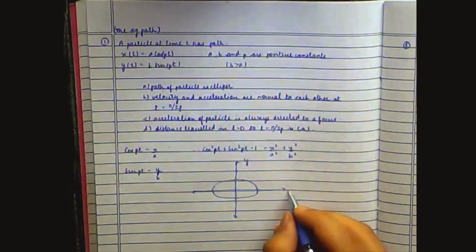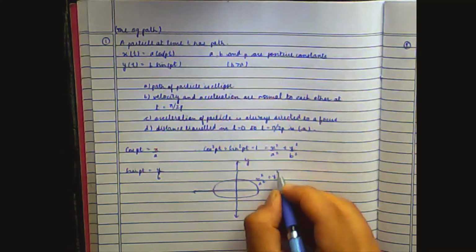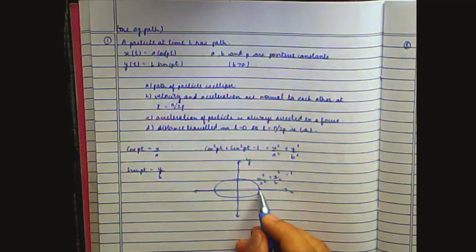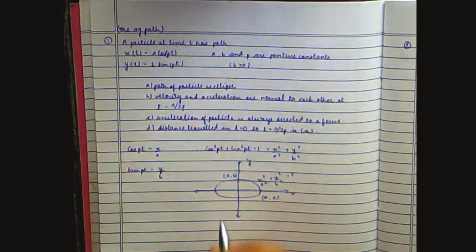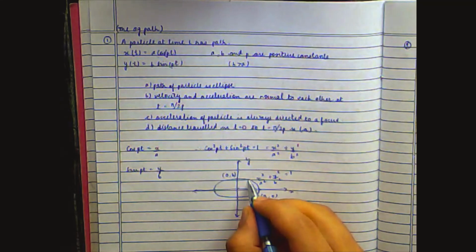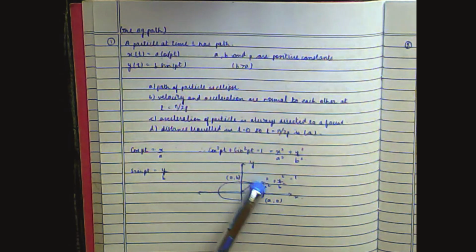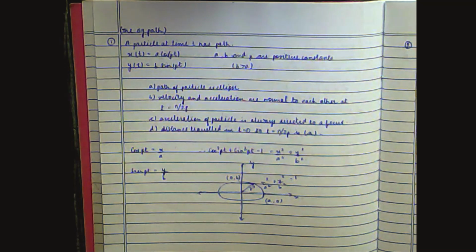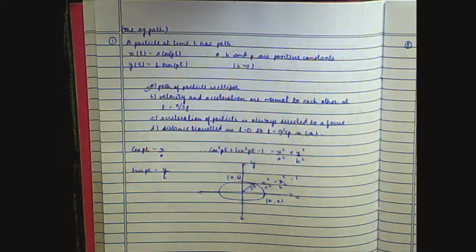So y, x, okay, so this is the elliptical path, which is x square by a square plus y square by b square equals 1, and this point is a comma 0 and this point is 0 comma b, right? And a point on this determines the path. So this r vector determines our path. So this r vector keeps on going like this. Now the first option is correct. Path is ellipse. Now we move on to the second part, which is velocity and acceleration of particle are normal to each other at t equals pi by 2p.